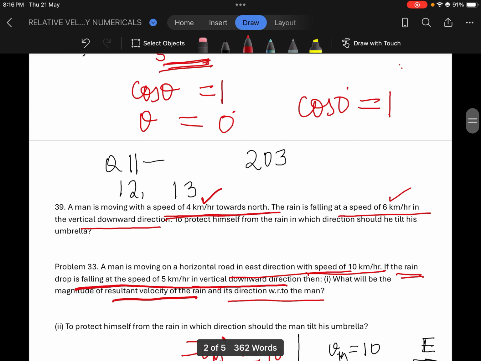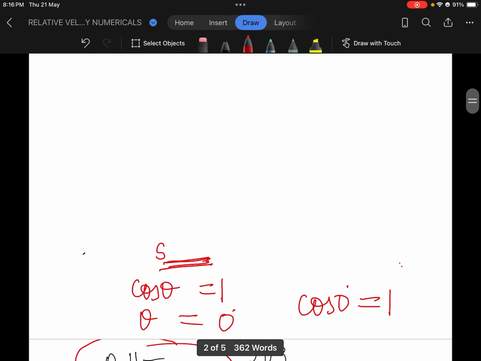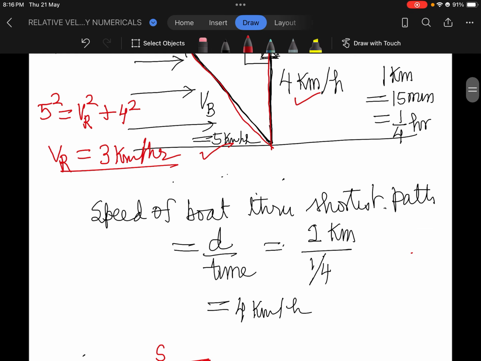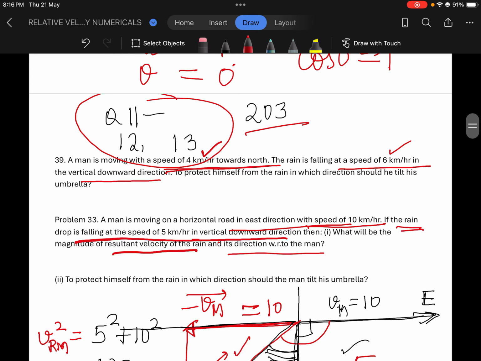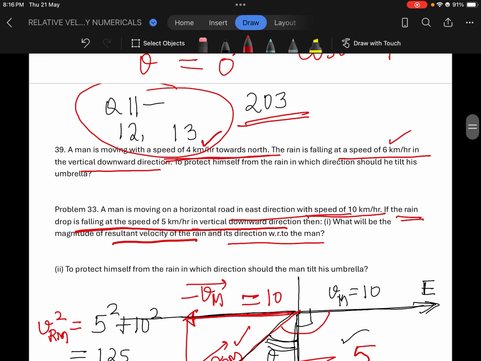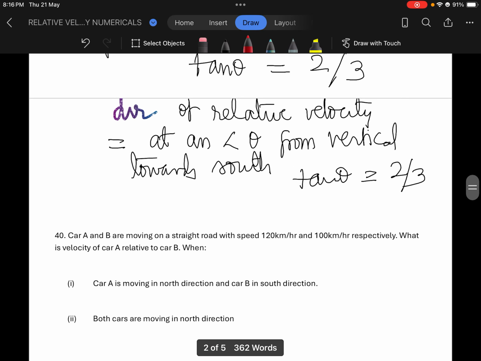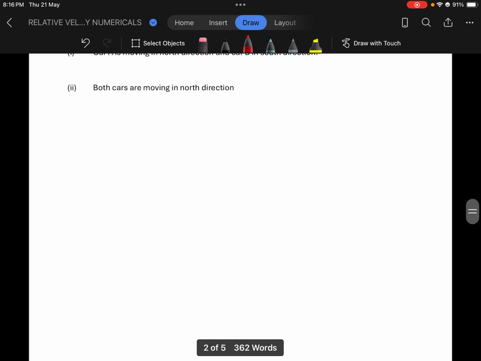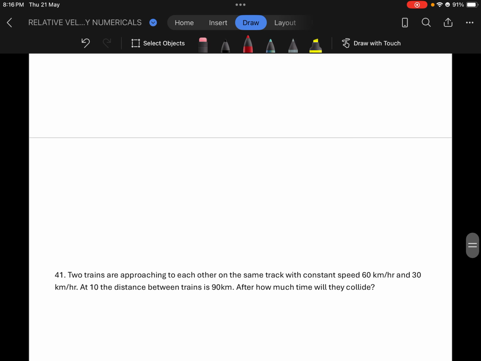So you will get some more similar questions. Questions 11, 12, 13 on page 203. It is 203, but these are different questions. Page 203 of some other book. It's clear. Now, the remaining questions of this I will do in the next video.